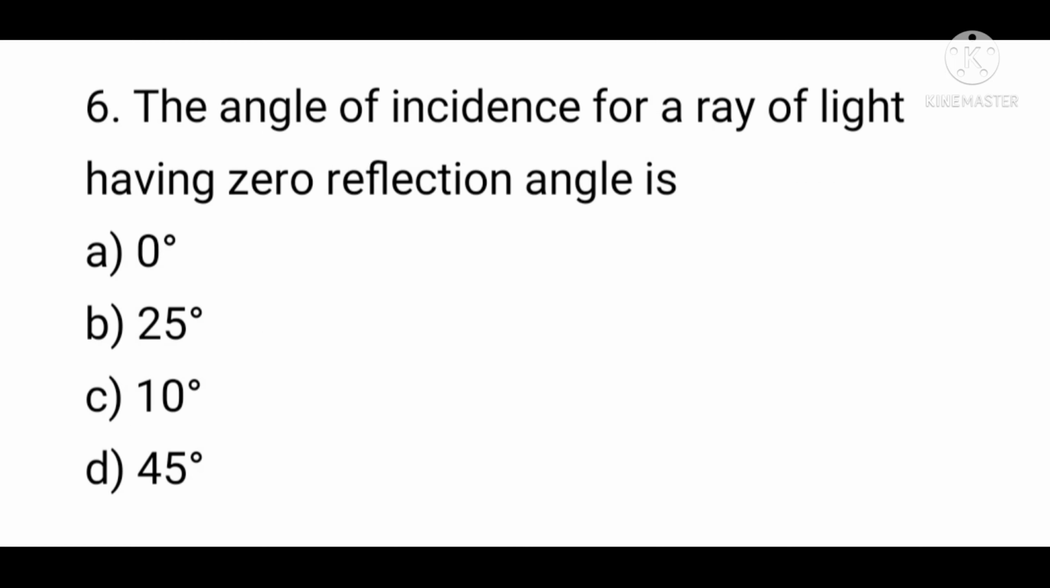Question number 6. The angle of incidence for a ray of light having zero reflection angle is option A 0 degree, B 25 degree, C 10 degree, D 45 degree. Answer is option A, 0 degree.